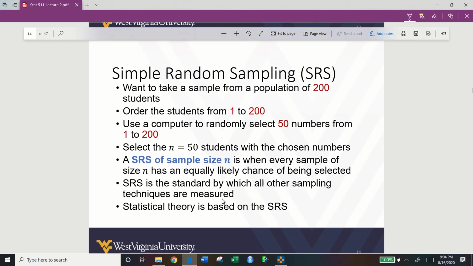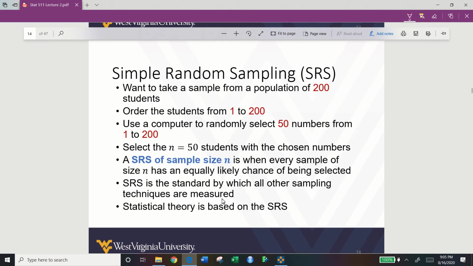Now, ideally, we use what's called simple random sampling, which we abbreviate as SRS. So suppose we want to take a sample from a population of 200 students. We order the students from 1 to 200, and then we use a computer to randomly select 50 students from that 1 to 200. A simple random sample of size n is when every sample of size n has an equally likely chance of being selected.